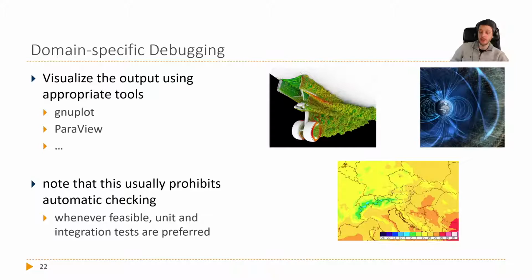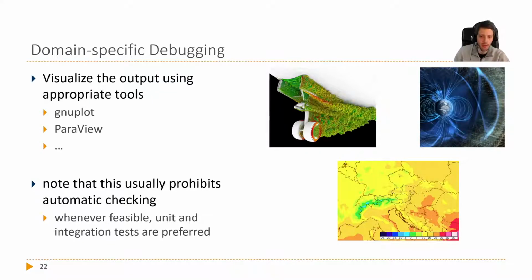And beyond that, there's also domain-specific debugging. So everything we talked about now is really generic, but you could also simply visualize the output using appropriate tools like gnuplot or PowerView, for example. On the right on this slide, you see several visualizations that we already saw, I think, in the motivation lecture in the beginning.